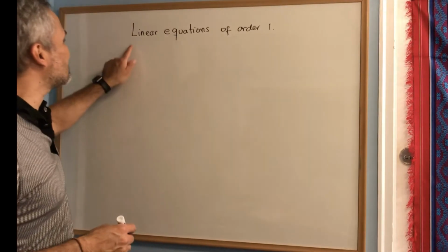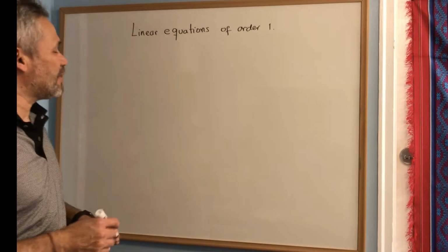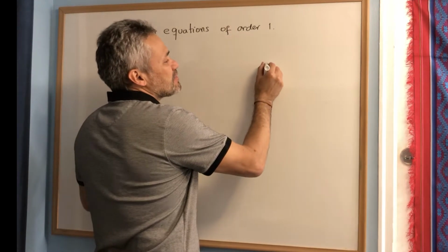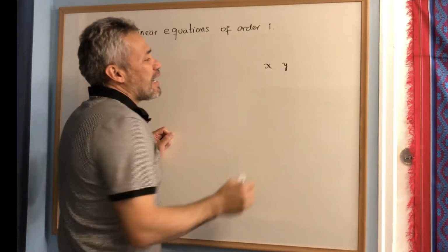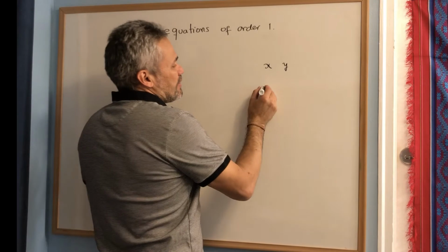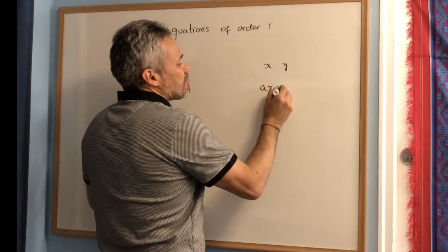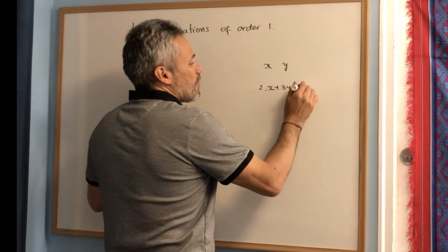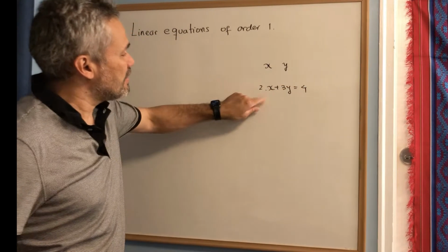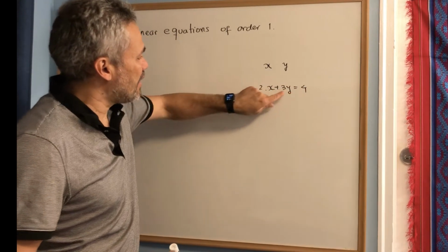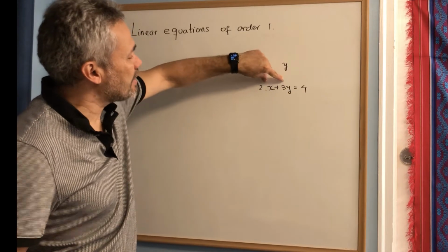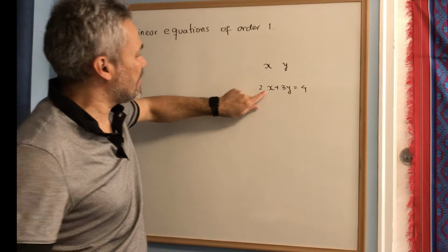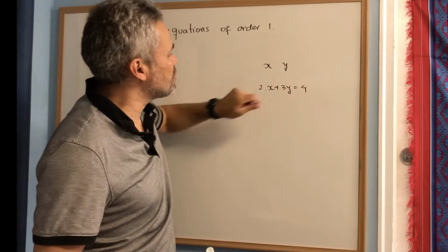In this video, we will explain linear equations of order 1. Just to get an idea of that, if we have two variables, let's suppose x and y, a linear equation is something that looks like 2x plus 3y equal 4. Then the variables x and y are raised to the power of 1. They are not supposed to be multiplied with each other, and the coefficients are supposed to be numbers.